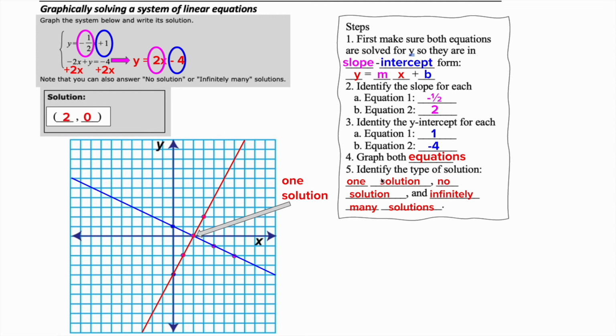So I'd either choose one solution and tell what that solution is, no solution, meaning that they are parallel, or infinitely many solutions, which means it's one line right on top of the other. And we would see that in the equation because they would be the exact same equation. So I hope that helped. That's graphically solving a system of linear equations, and I'll see you in the next video.